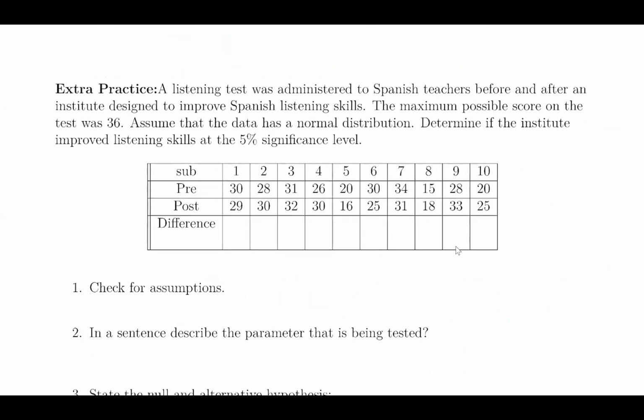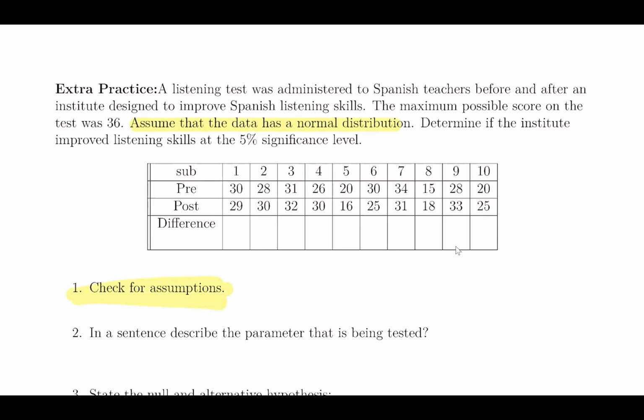All right, so for this one, it said a listening test was administered to a Spanish teacher before and after an instructional design to improve Spanish listening skill. The maximum possible score on the test was 36. Assume that the data had a normal distribution. Determine if the institute improved listening skill at the 5% level of significance. If you look right here, they already told us to assume the data had a normal distribution. So we don't have to check any assumption because we already know it has a normal distribution.